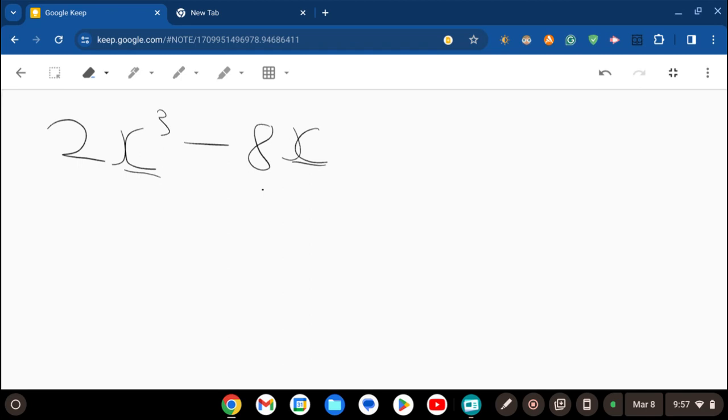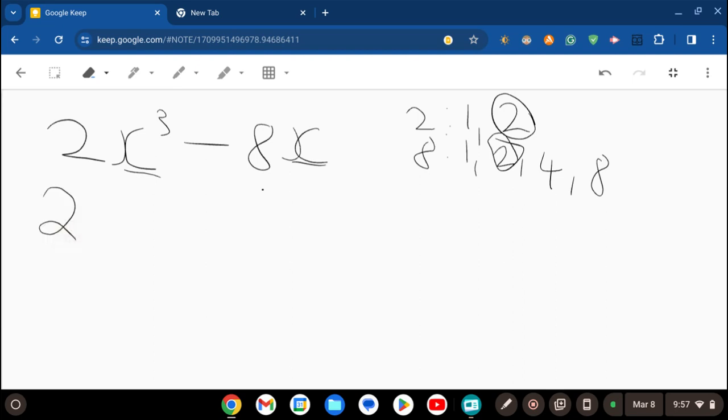So first let's find the HCF between 2 and 8. Let's first list the factors of 2. You have 1 and 2, just 2 factors. And now let's list the factors of 8. You have 1, 2, 4, and 8, right? So now if we look at which number they have in common, 2. So 2 is the only number they have in common, so it will be the HCF automatically too. So the HCF between 2 and 8 is 2. So we can factor out a 2, right?